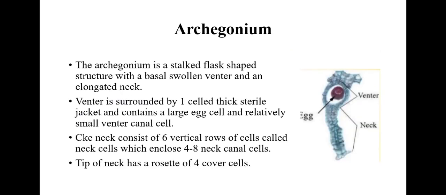Archegonium. It's a flask-shaped structure with a basal swollen venter and an elongated neck, as you can see in the diagram. The venter is surrounded by a one-celled thick sterile jacket and contains a large egg cell and a smaller ventral canal cell. Its neck consists of 6 vertical rows called neck cells and encloses 4 to 8 neck canal cells. The tip of the neck has a rosette of 4 cover cells.